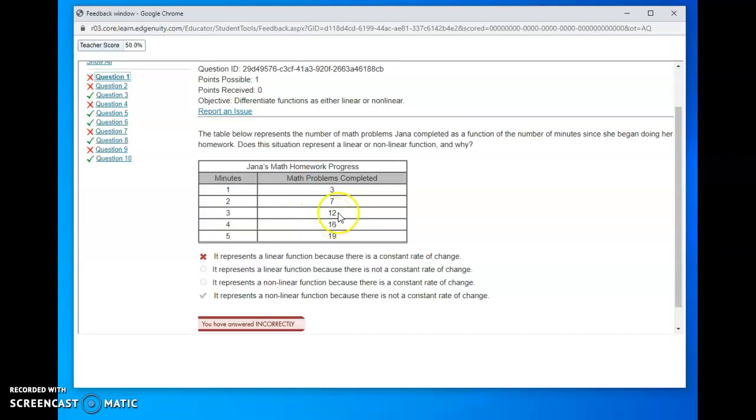It's not going to be linear because it's not going up by 4 each time. So they all need to go up by the same amount each time. Since it goes from 3 to 7 and then 7 to 12, they go up by different amounts. So that one's going to be nonlinear.